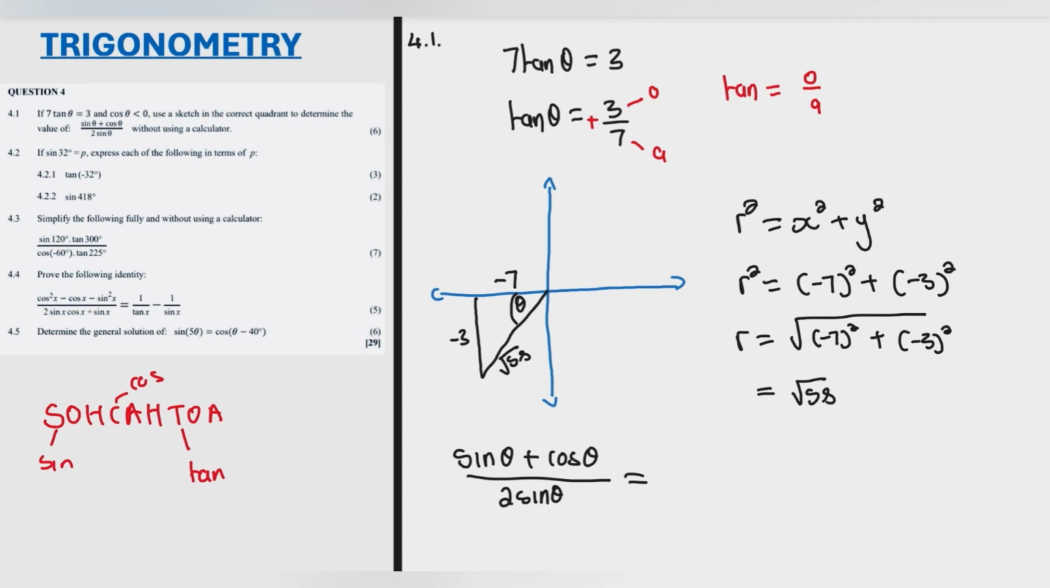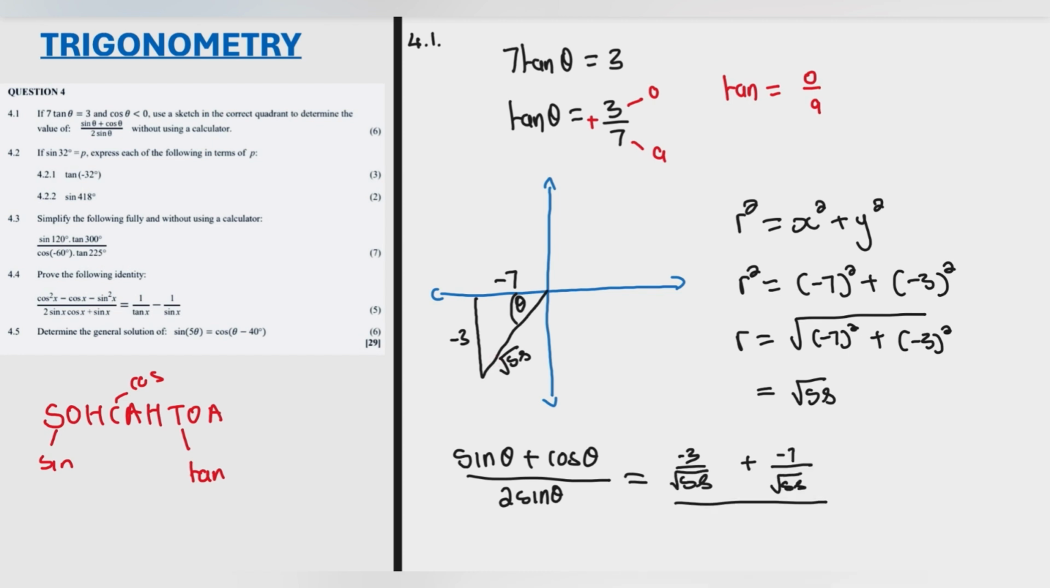So sine of theta, we know that sine of theta is opposite over hypotenuse. So if this is your reference angle, your opposite side is 3 and your hypotenuse is square root of 58. Cos of theta, we know that it is adjacent over hypotenuse. So if this is your reference angle, your adjacent side is that side and your hypotenuse is your square root of 58.